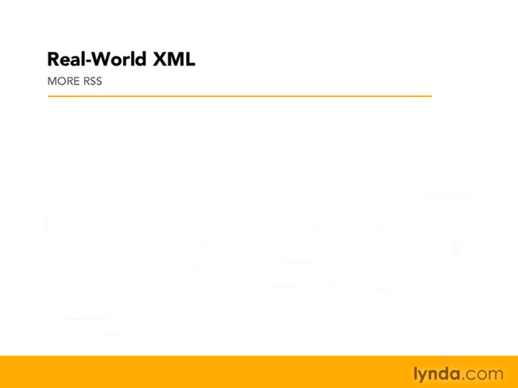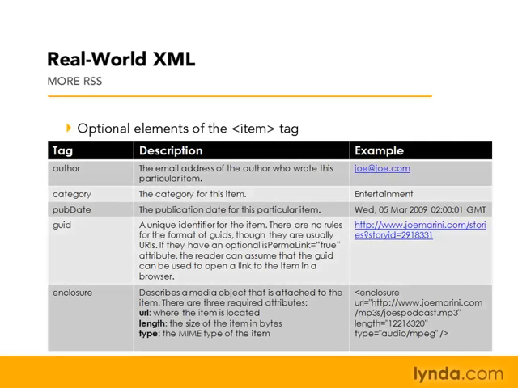Okay, the item tag also has optional elements. The author, right there at the top, that indicates the person who wrote this particular item, and it's the email address of the author. So, for example, each individual item can have a separate author. This is what the content would look like. In this case, it's joe@joe.com. The category indicates the category for this item. So just as you can have categories for the channel tag, you can also have categories for an individual item. And again, you can use more than one here.